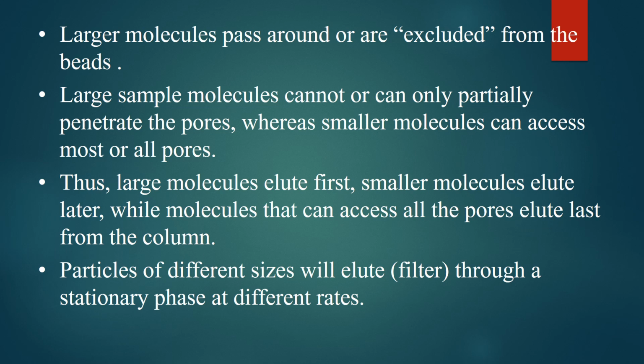Large sample molecules cannot or can only partially penetrate the pores, whereas smaller molecules can access most or all pores. Thus, large molecules elute first, smaller molecules elute later, while molecules that can access all the pores elute last from the column. Particles of different sizes will elute or filter through a stationary phase at different rates.